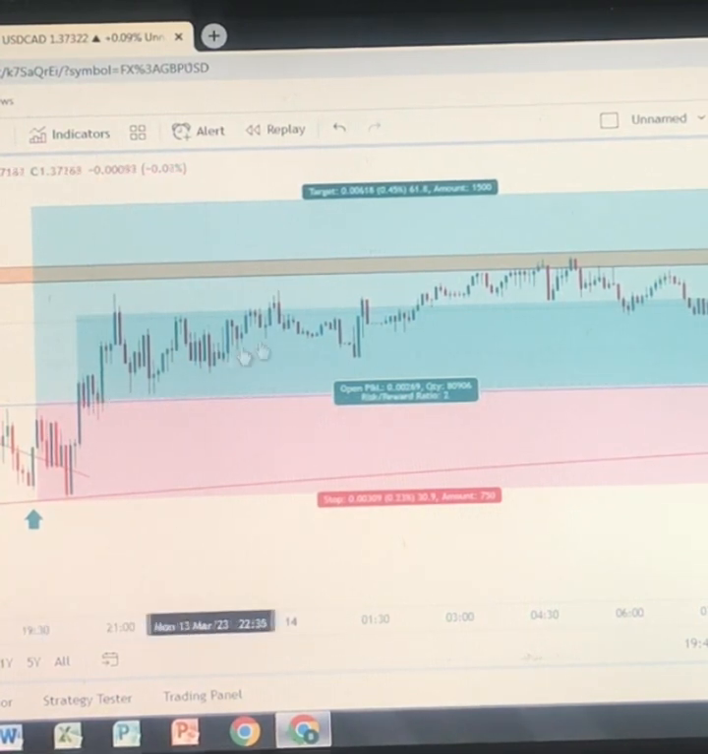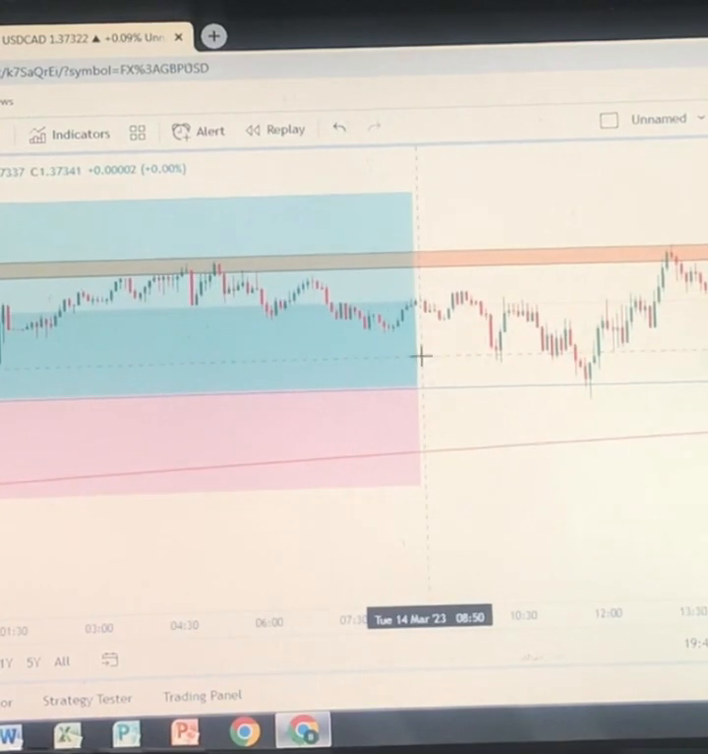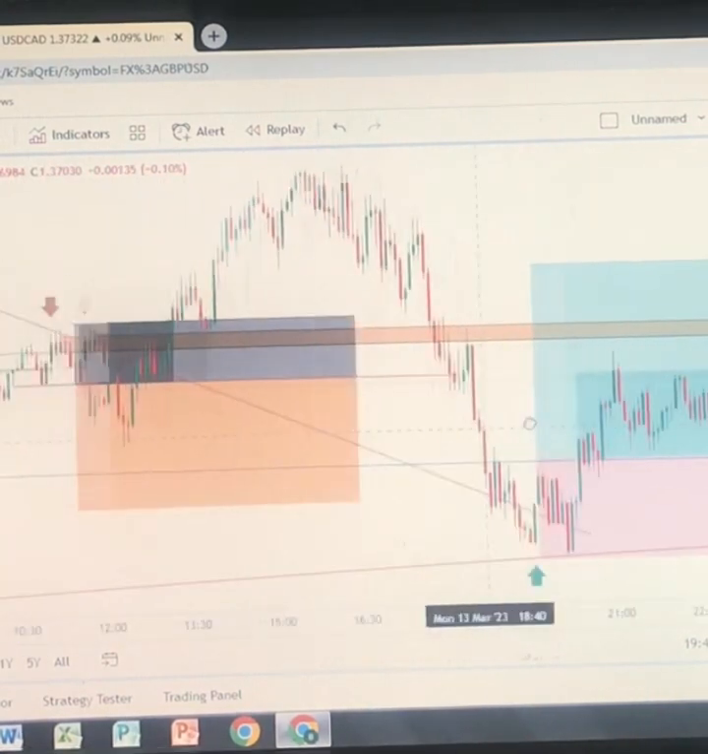Then I took the trade. It went well. Before it could hit my take profit, it went against me, but then it's fine. At least on this trade I managed to break even. Let us look at another example there.